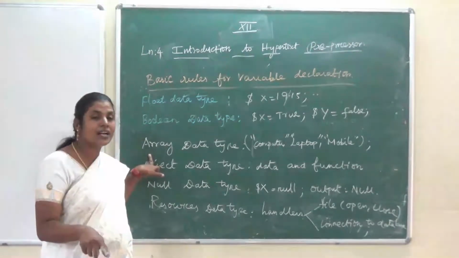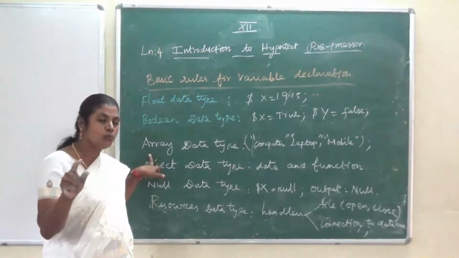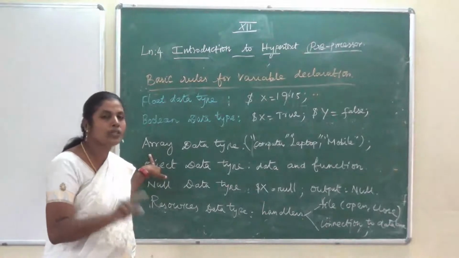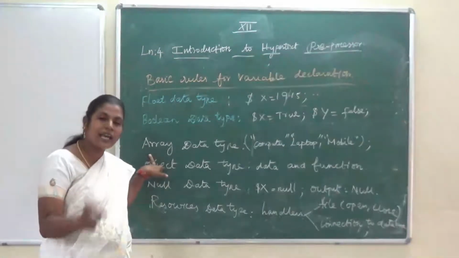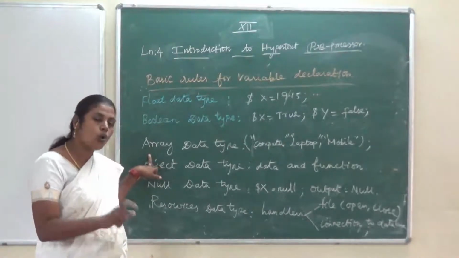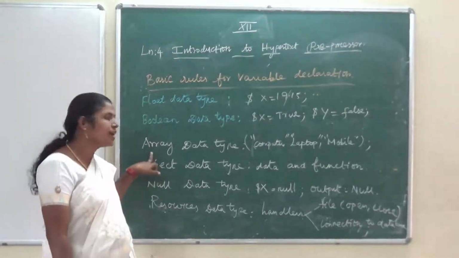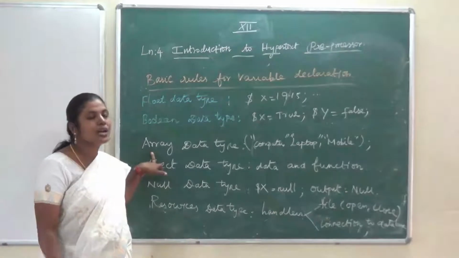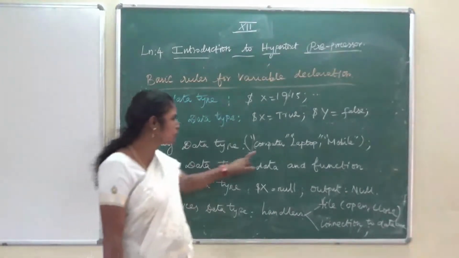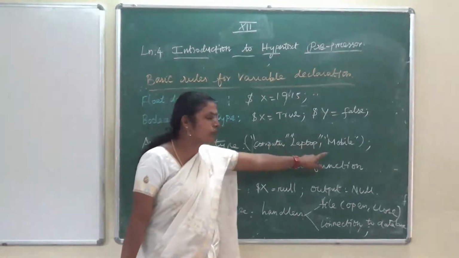But what is the condition? The values must be in the same data type. Integer means all the values are integers. Character means all the values are characters. String means all the values are strings. Like that, a collection of values with the same data type. That is the condition. Here also: computer, laptop, mobile.